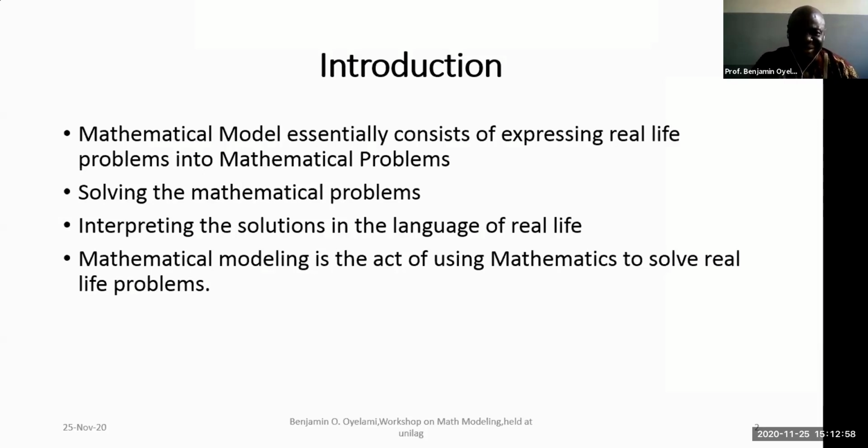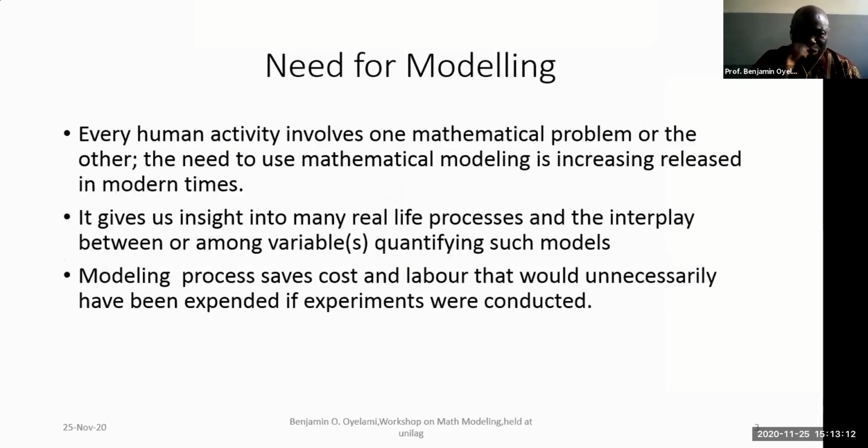Then after that, the result we get, we have to interpret it back in real life form so that it will make meaning. The ultimate purpose of modeling actually is to make predictions, because we want to predict things we don't know. In real life, it is usually very dangerous to experiment with situations.